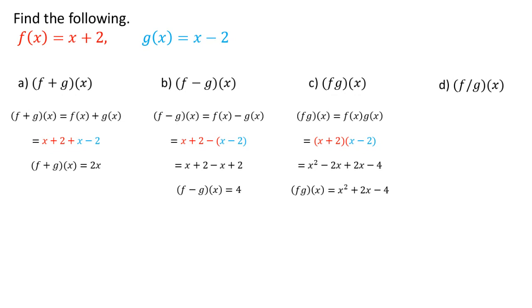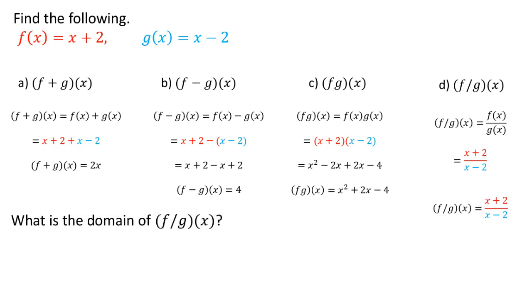Okay, so this term should not be here, so we should have x squared minus 4 as our answer. Okay, so let's go to f divided by g of x. Here we're going to divide f of x by g of x, and so we end up with x plus 2 divided by x minus 2. We cannot simplify this further, so this is going to be our answer.